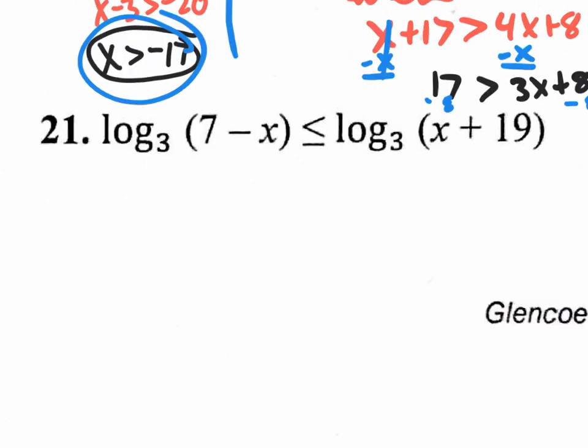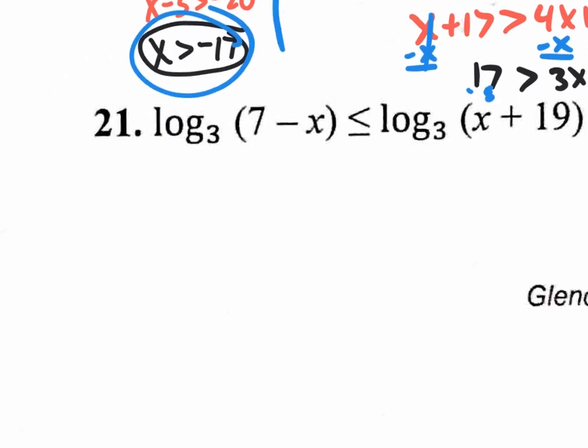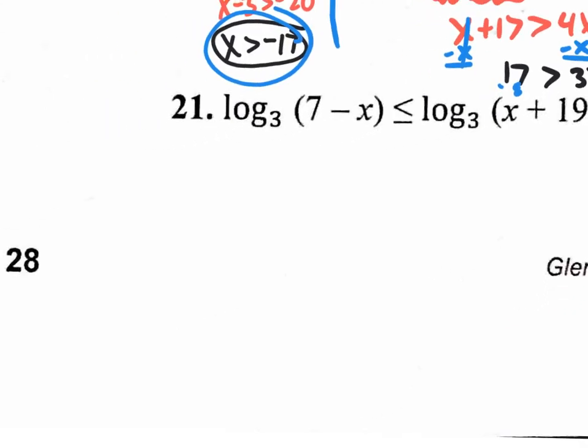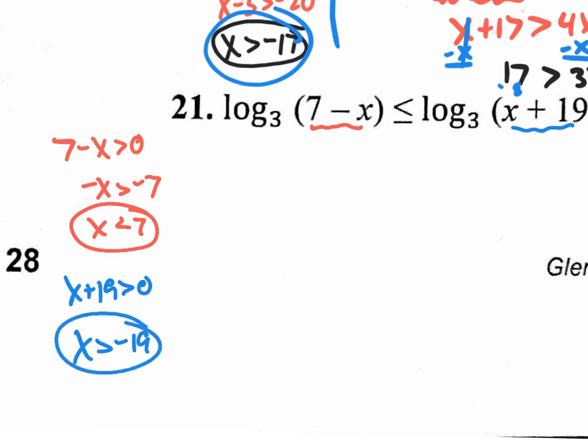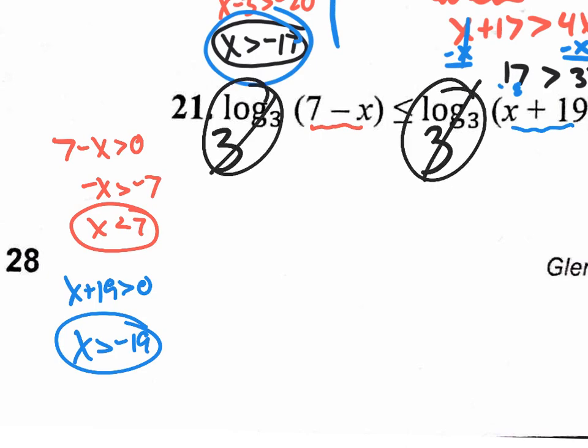Last one, 21. Let's do the easy ones first, which is setting up the 7 minus x being greater than 0, which means that negative x is greater than negative 7, which means x is less than 7. It's one possible answer. The other one, x plus 19, has to be greater than 0, which means x has to be greater than negative 19. That's another possible answer. And the other answer is going back and treating it like an equation, raise both sides to the power of base 3 so that 3 to the log base 3 eliminates. We end up with 7 minus x is less than or equal to x plus 19.